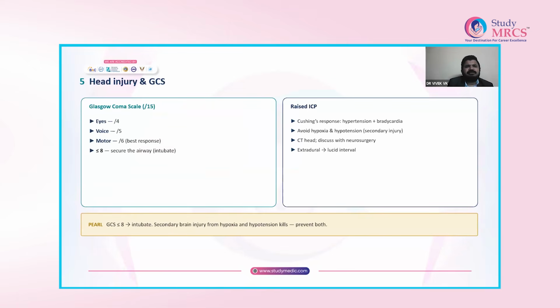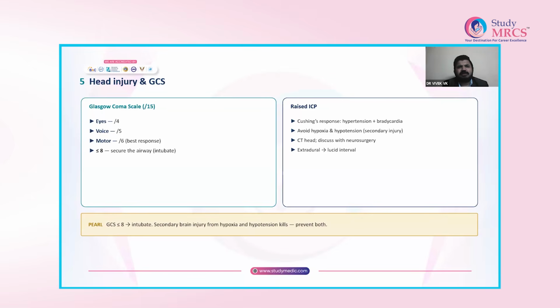So regarding head injury and Glasgow Coma Scale, I have already described something. That is, the GCS contains 3 parameters: eye opening, the verbal response, and the motor response. The eye opening maximum score is 4. The verbal response maximum score is 5. The motor response maximum score is 6.